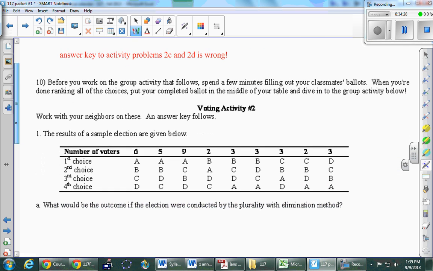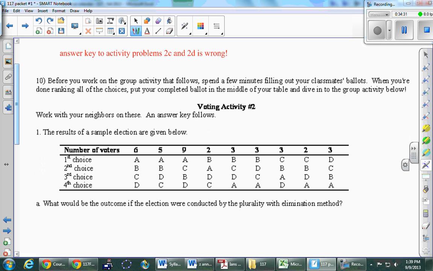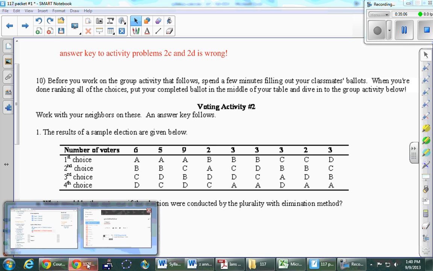All right, so there's a group activity coming up. We got something to do before we do the group activity. But even before we get there, I just want to highlight that I have made a mistake in the answer key. Problems 2C and 2D, the answer key, you don't need to go there right now, but the answer key is wrong. As you guys do the group activity, I will put up the corrected answer key on the board, all right? It's going to take you some time to get to 2C and 2D. But before you work on the group activity, you are going to spend a few minutes filling out your classmates' ballots. Chad, could you do me a favor and give one to everybody? And so let's be really clear about how we're supposed to fill these ballots.